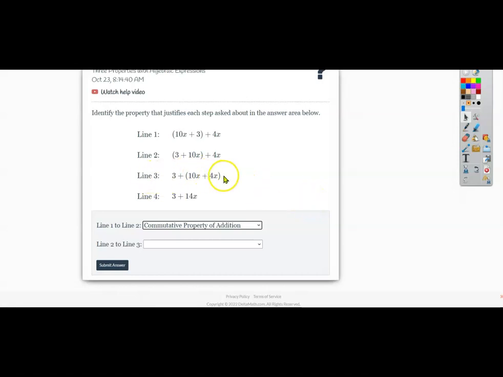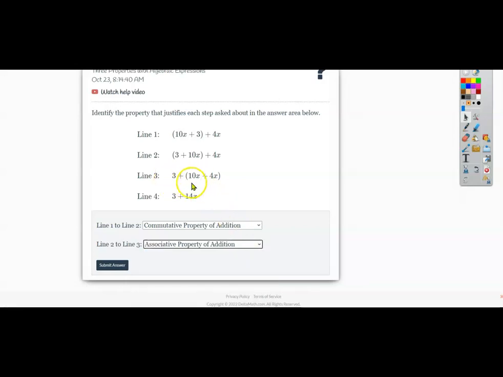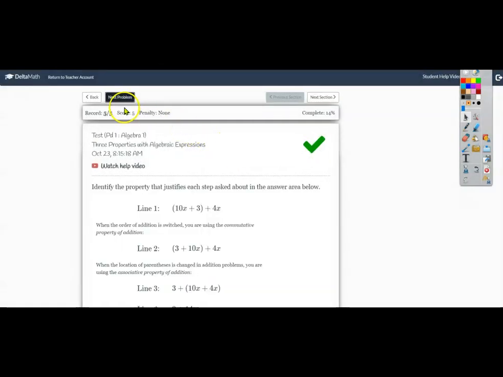And you'll notice in line 3 that the group went from 3 and 10x into 10x and 4x. So that one is a swap in the association, right? The associative property means I change the group from 10 and 3 to 10 and 4. All right, that concludes the first lesson.